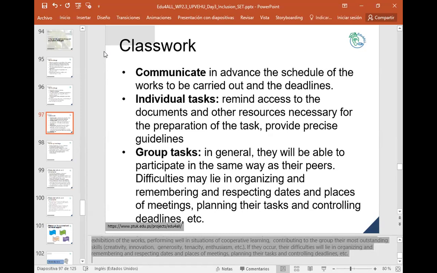In group tasks, in general they will be able to participate in the same way as their peers, both in the realization and in the exhibition of the works, performing well in situations of cooperative learning, contributing to the group their most outstanding skills: creativity, innovation, generosity, tenacity, enthusiasm, etc. If they occur, their difficulties will lie in organizing and remembering and respecting dates and places of meetings, planning their tasks and controlling deadlines, etc.